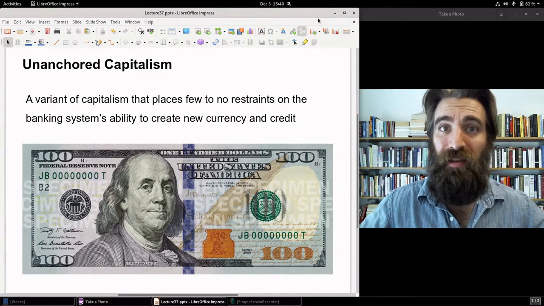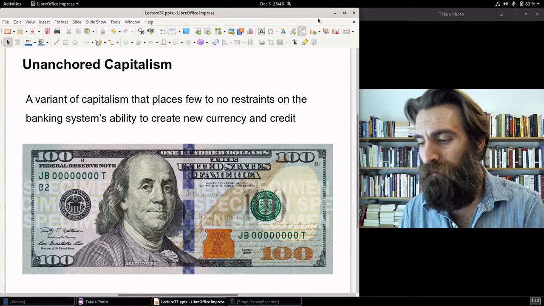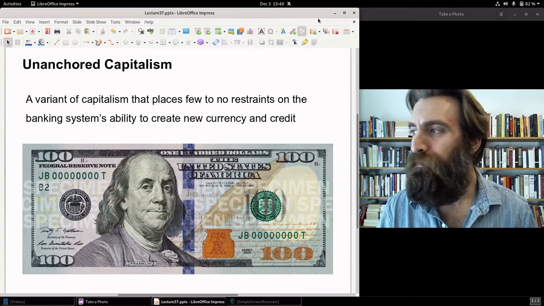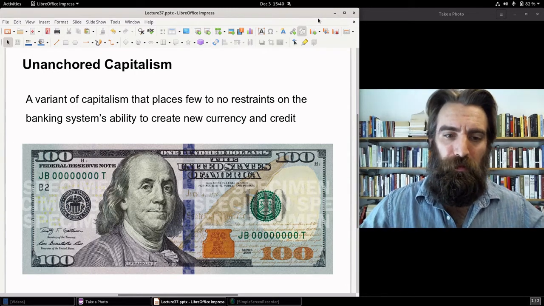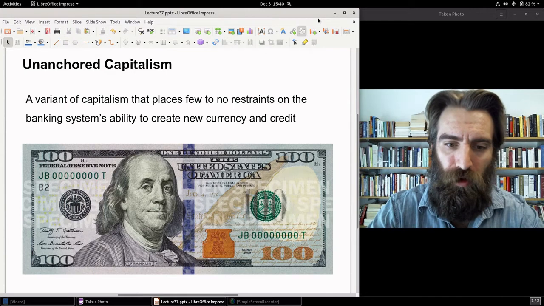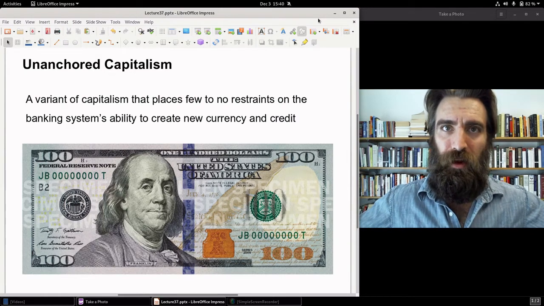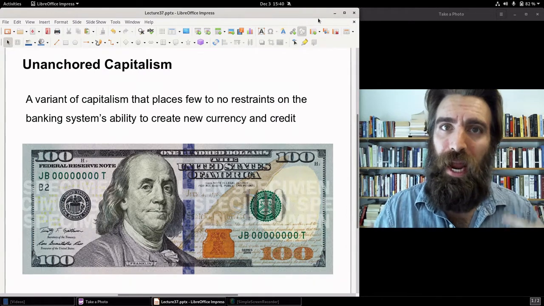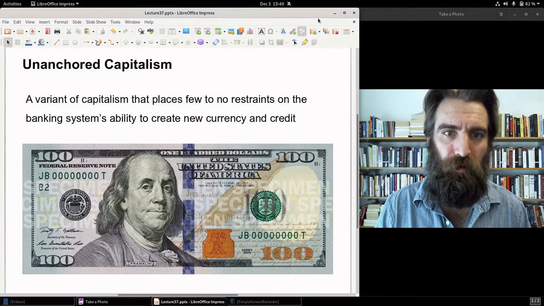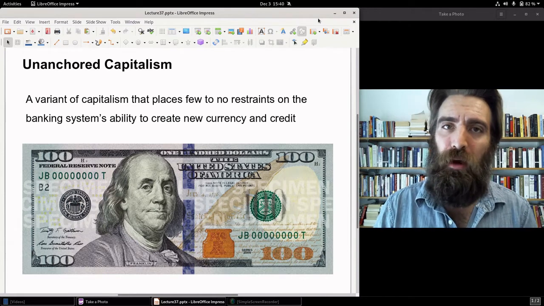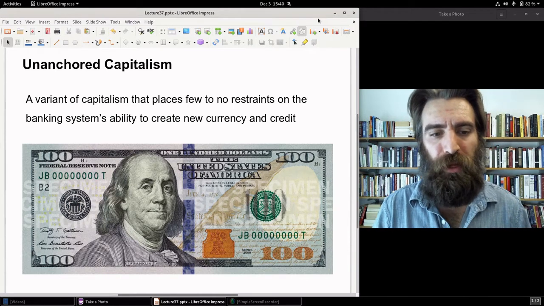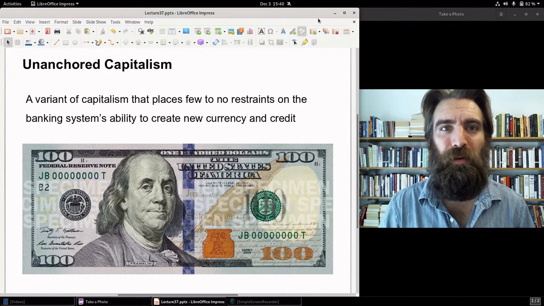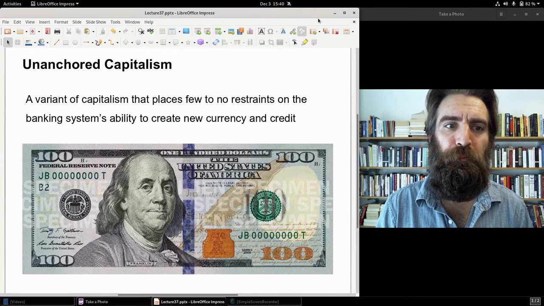Gold operated as an anchor. In other countries with a silver standard, silver acted as an anchor. When you eliminate the anchor, now all of a sudden a banking system can create all of this new currency and credit at will. And the anchor, by the way, doesn't always have to be a commodity. It can also be a mathematical formula. That's what Milton Friedman proposed.